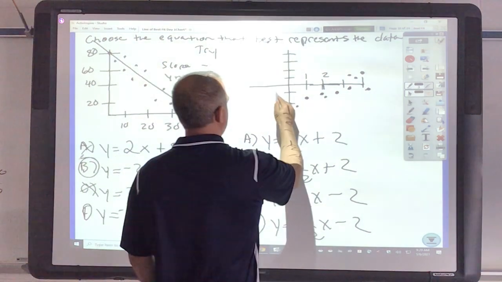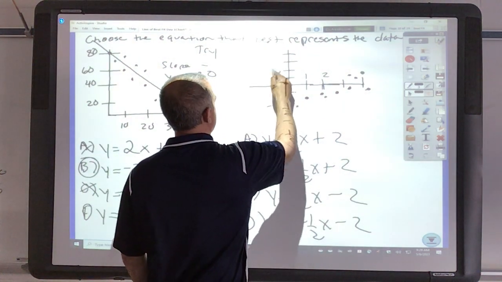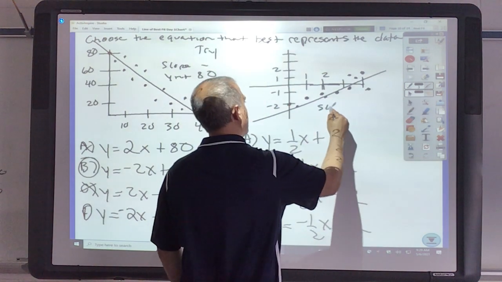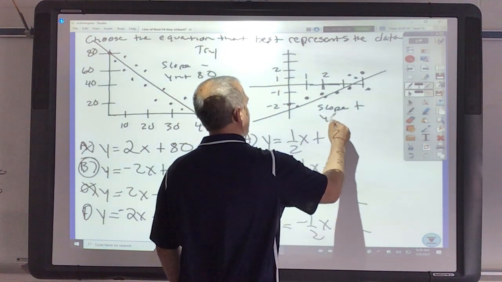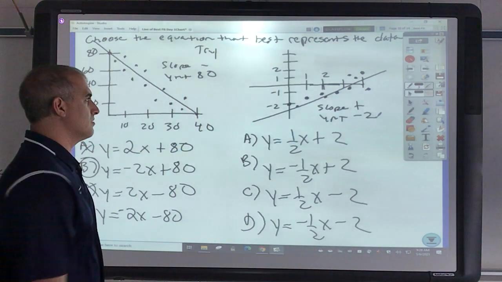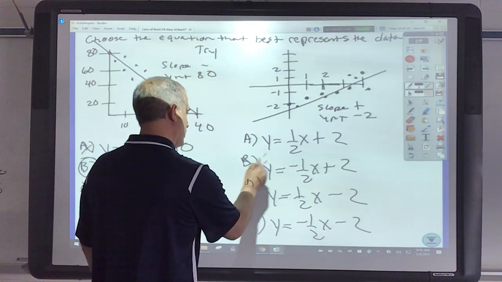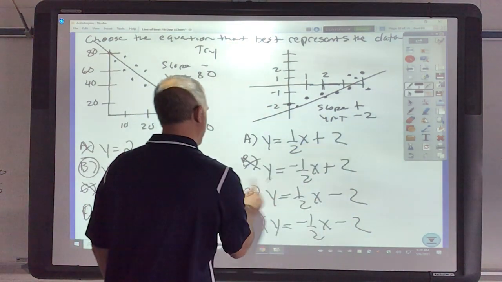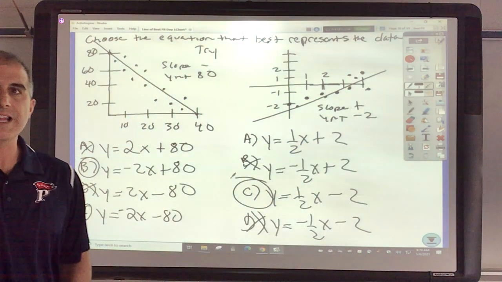All right, I should probably put these in here like this. So here's what my line will look like. I got a positive slope. My y-intercept's about -2, somewhere around there. Okay, so my slope is positive, so these two would be out. A y-intercept of -2 would make that one my answer.